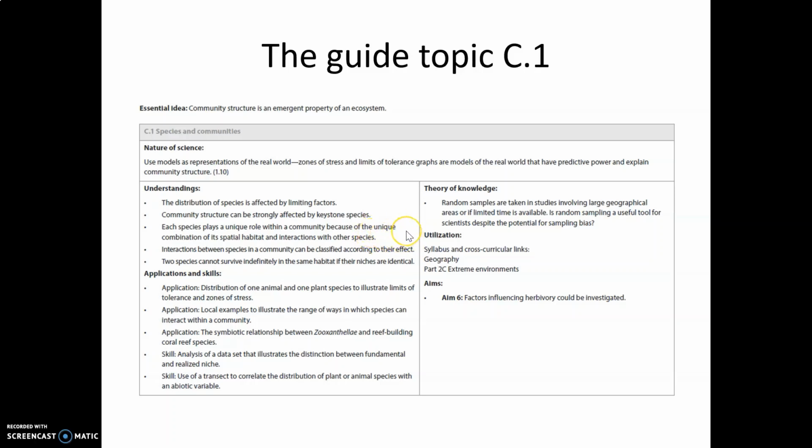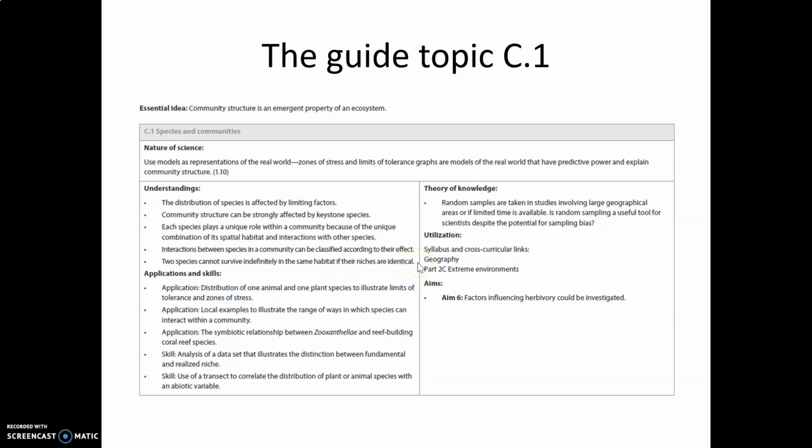You should also by now know that each species plays a unique role within a community because of, as it says here, a unique combination of its spatial habitat, so where it lives, and also the interactions that it has with other species in the area. We've talked about all these different types of interactions: predation, mutualism, competition, parasitism, and how they can be classified according to the effect they have on the species involved in the interaction.